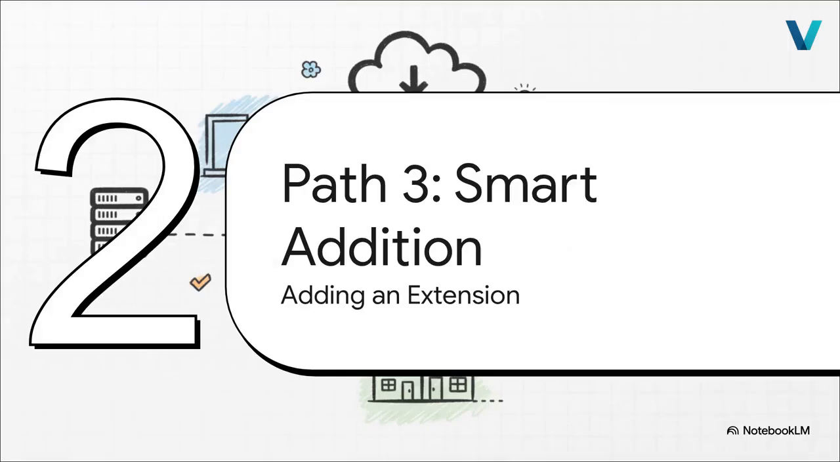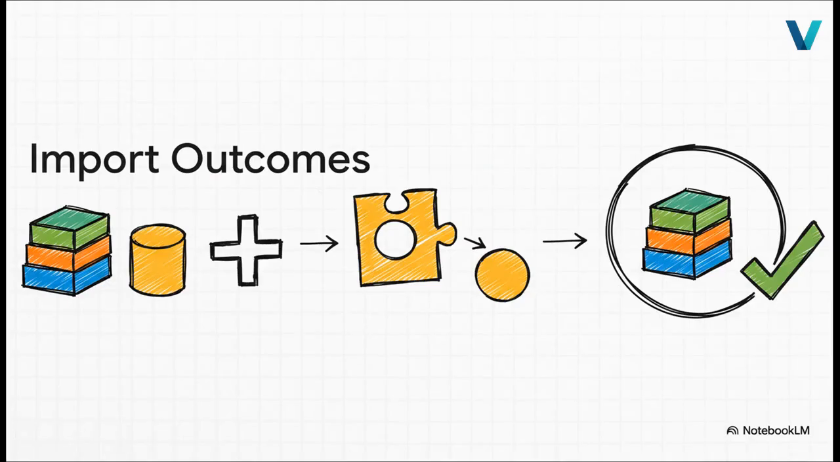And that brings us to our third and final path, the Smart Addition. Now this isn't a replacement, it's an enhancement. You use this when you want to beef up your current model, add new capabilities from another framework, like building that extension onto the house. When you choose this path, Vistalyn does something really clever. It performs an intelligent merge.